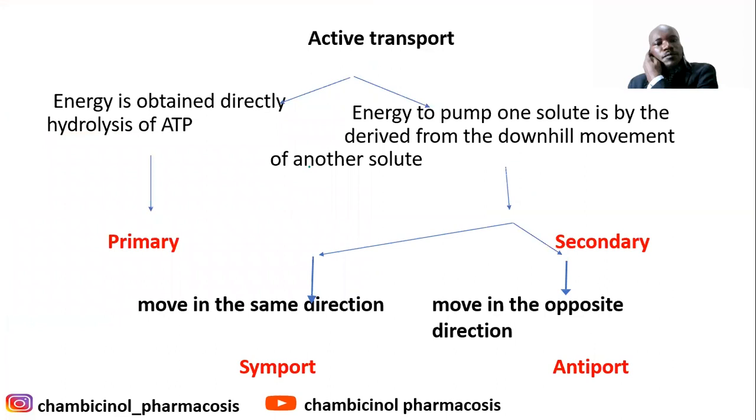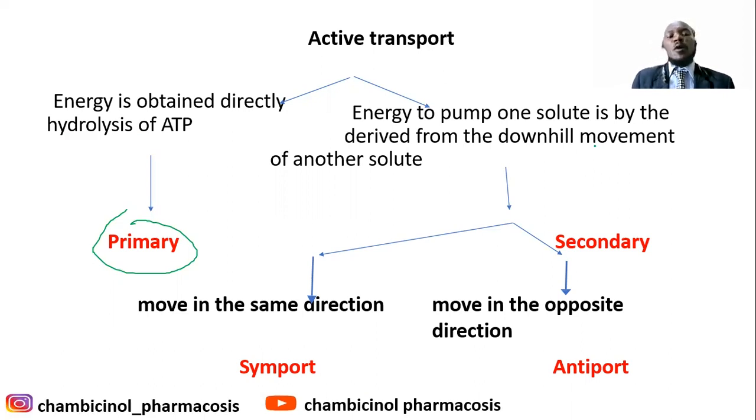So when the energy is obtained directly from the ATP, this is called the primary active transport. But when the energy is derived from another substance which is undergoing downward movement, moving from the region of high concentration to low concentration, it releases energy. When that energy is utilized to transport the drug, this is the secondary transport, but based on the direction, it will be classified into symport or antiport active transport.